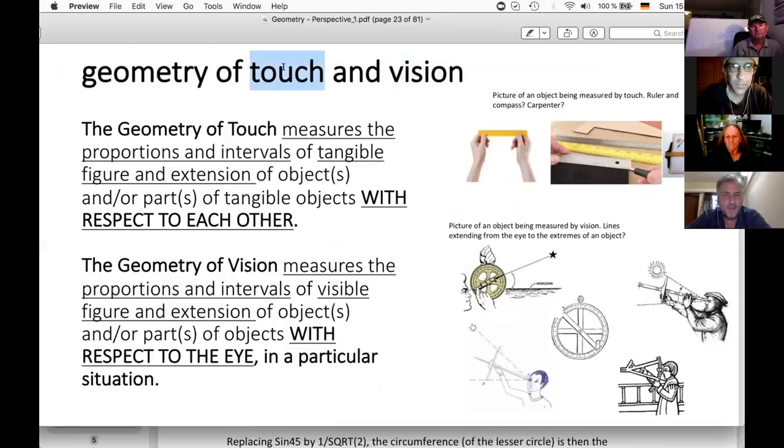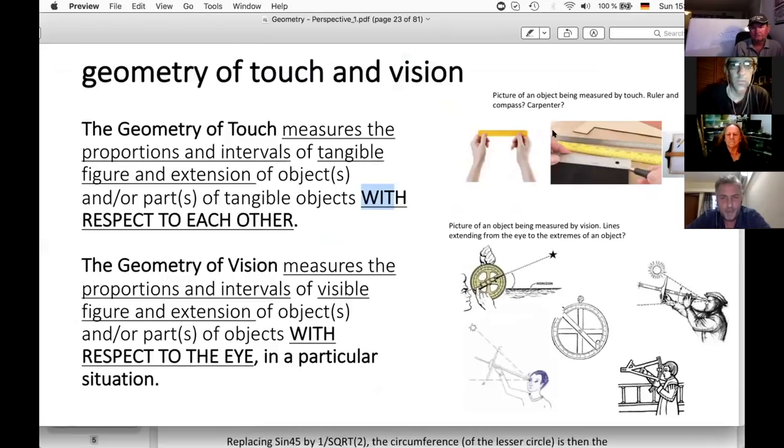So you have visibles and you have tangibles. If we want to measure tangible substances, then what we're doing is measuring the proportions and the intervals of these physical objects, their shape and their extension. So their shape and size, in modern terminology, with respect to each other. If I'm measuring something with a ruler, I will define the ruler to be, let's say, 1 foot long. Then I will go along the outside of an object with my ruler, and I will say it's 10 rulers long, i.e. it's 10 feet long, if my ruler was 1 foot. And when I measure the width of the physical object, I'm doing the same thing, laying my ruler along it.